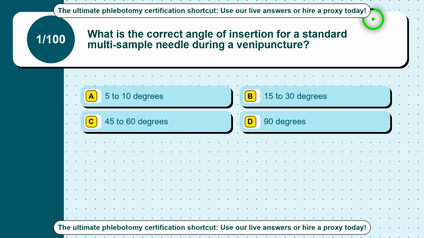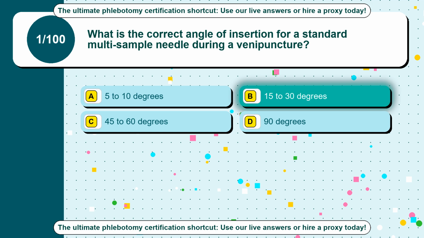Question 1. What is the correct angle of insertion for a standard multisample needle during a venipuncture? Option A, 5 to 10 degrees. Option B, 15 to 30 degrees. Option C, 45 to 60 degrees. Option D, 90 degrees. The correct answer is option B, 15 to 30 degrees.